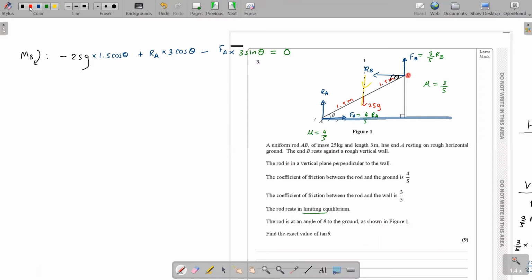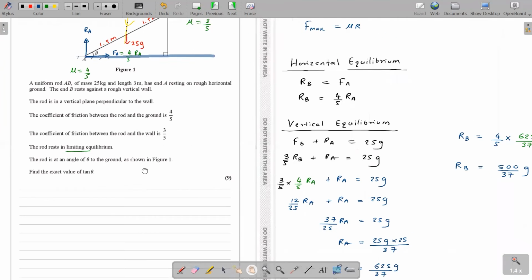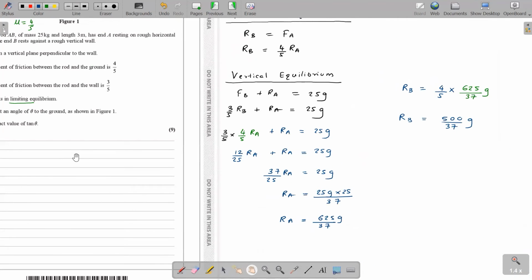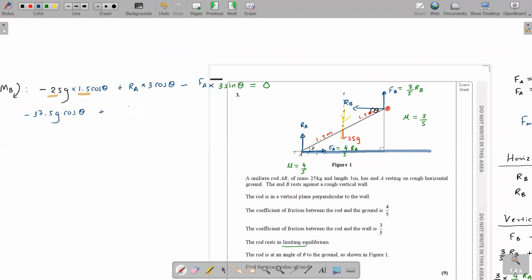Shall we simplify? So now it's a matter of simplifying. Minus 25G into 1.5 cos theta. Can you multiply 25 and 1.5? I'm not going to multiply in the G, leave the G. 25 times 1.5 is how much? 37.5. Minus 37.5 G cos theta. I multiplied only the 25 and the 1.5. Normal reaction A was how much? We found it, right? Normal reaction A is 625 over 37 into G. 625 over 37 G into 3 cos theta.